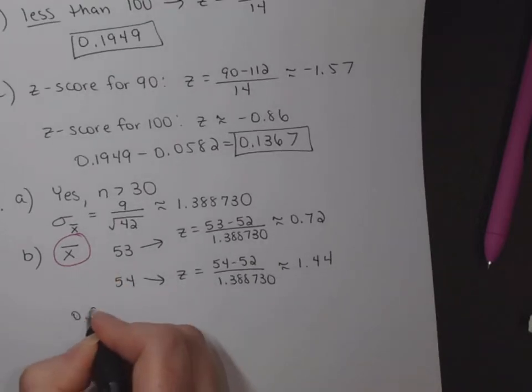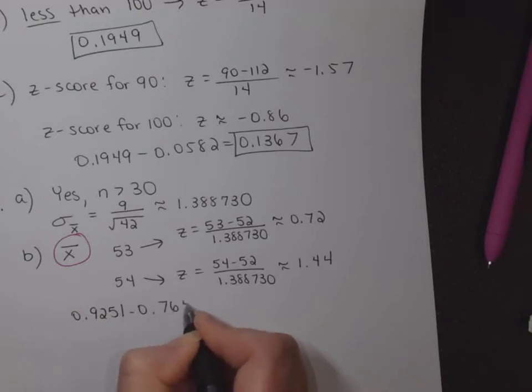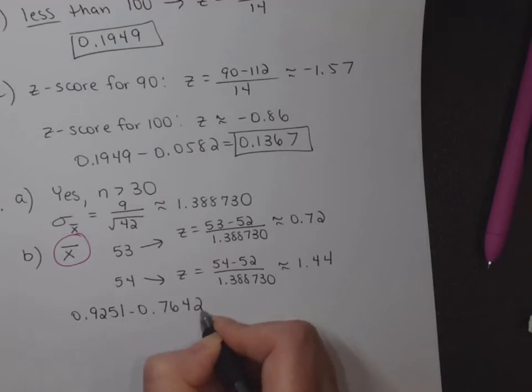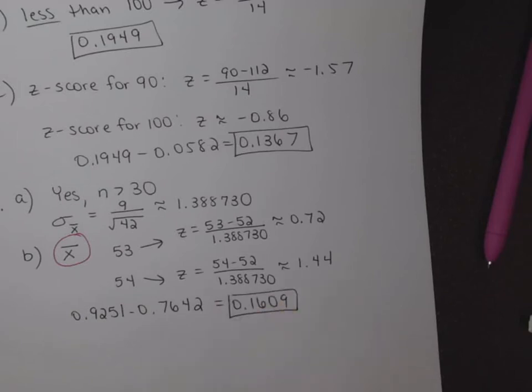If you subtract the values you find on the chart, you get 0.9251 and 0.7642. Which is 0.1609.